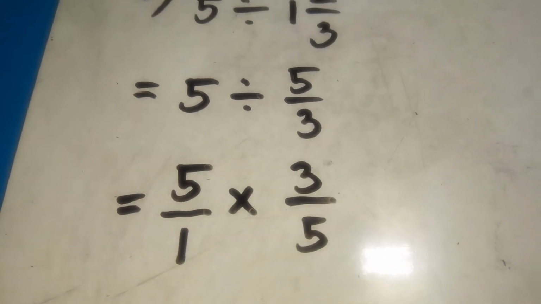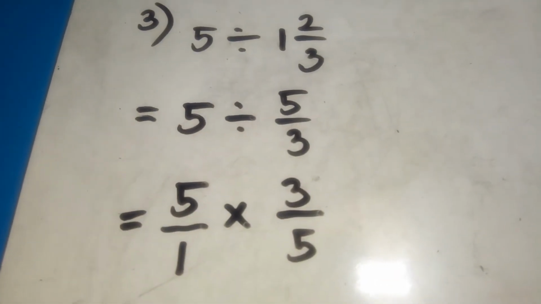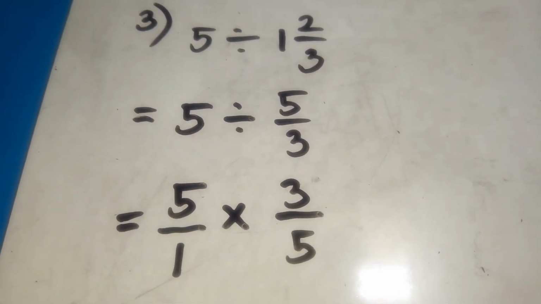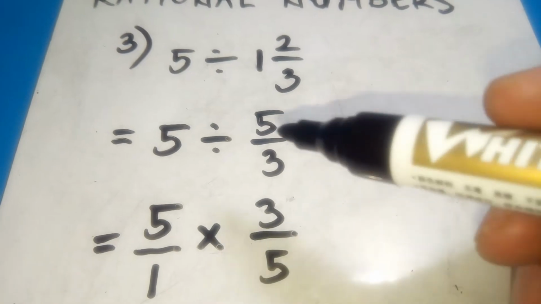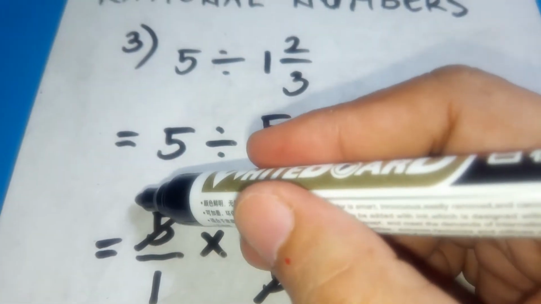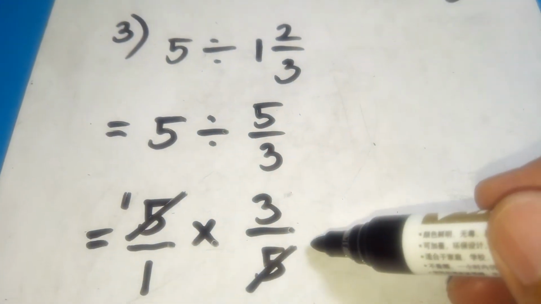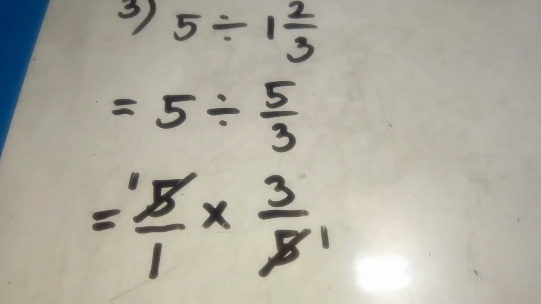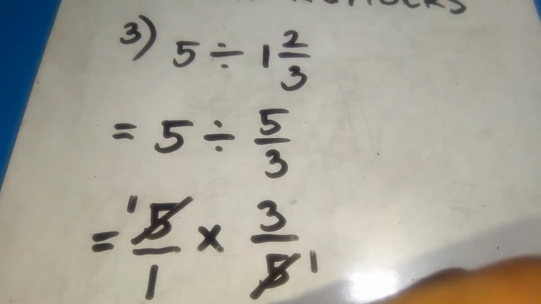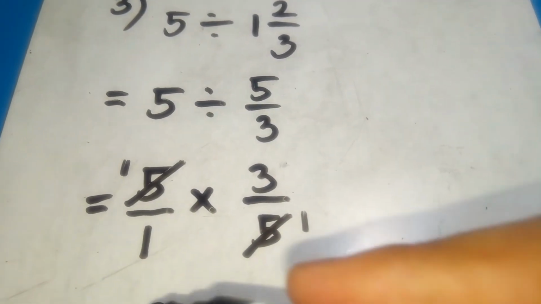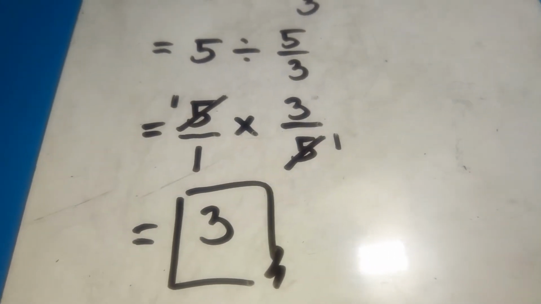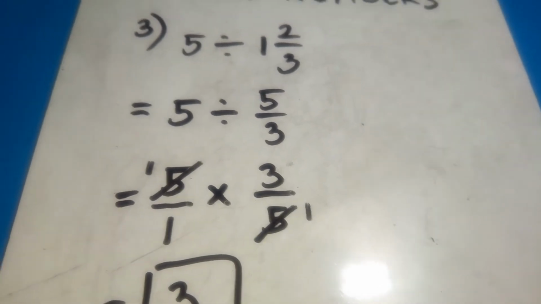Then analyze if there can be cancellation. 5 and 5 will be cancelled out. What remains here is 1. The result will be 1 times 3 and 1 times 1, so that would be 3 over 1, or simply 3. Let's again check using my calculator.